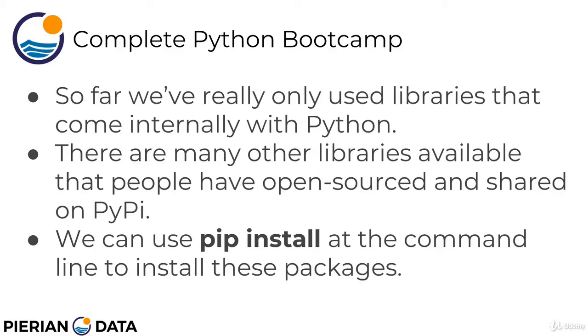So far, we've really only used libraries that come internally with Python. And these are known as the standard library or the built-in libraries for Python. Things like the math library. Now there are many other libraries available that people have open sourced and shared on PyPI, and these are also called packages. And we can use pip install at the command line to install these external packages.